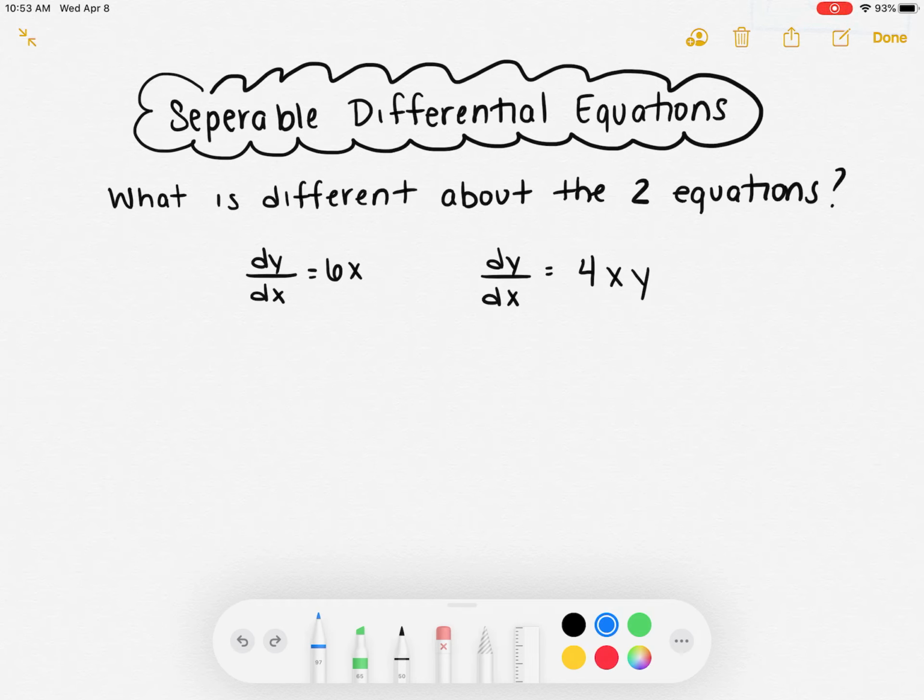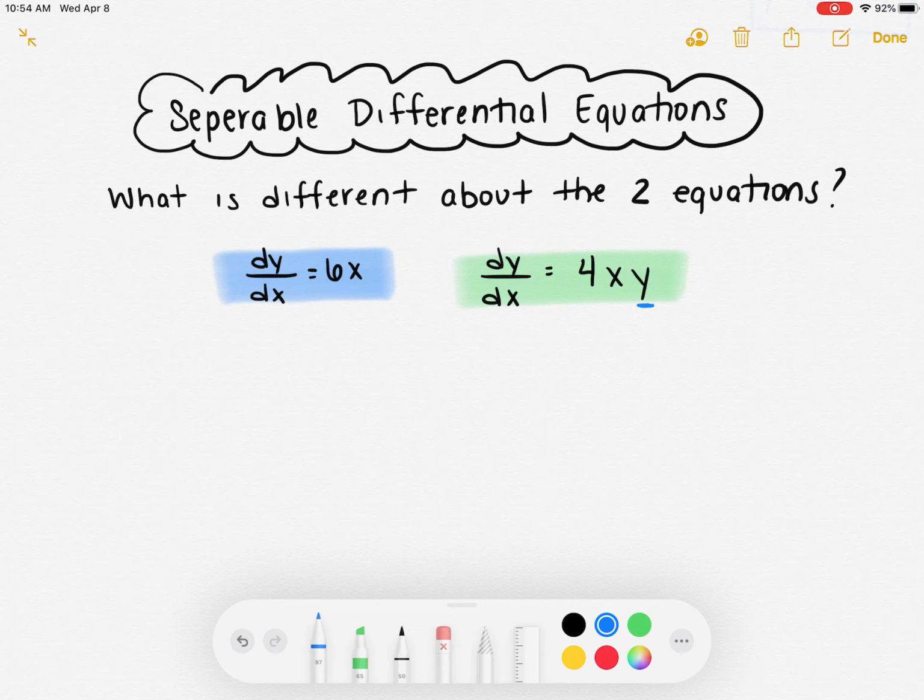Now we're going to look at something called separable differential equations. If you notice, I've given you two equations, dy dx equals 6x, and dy over dx equals 4xy. Right off the bat, we notice that the green equation has an extra variable in it. It has a y in it when we're trying to find the antiderivative. So it is possible for us to find the antiderivative of these equations. We're just going to have to separate the variables.